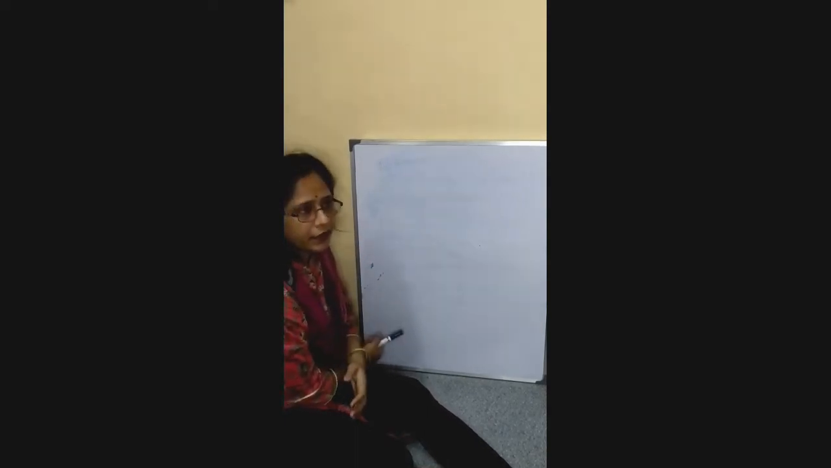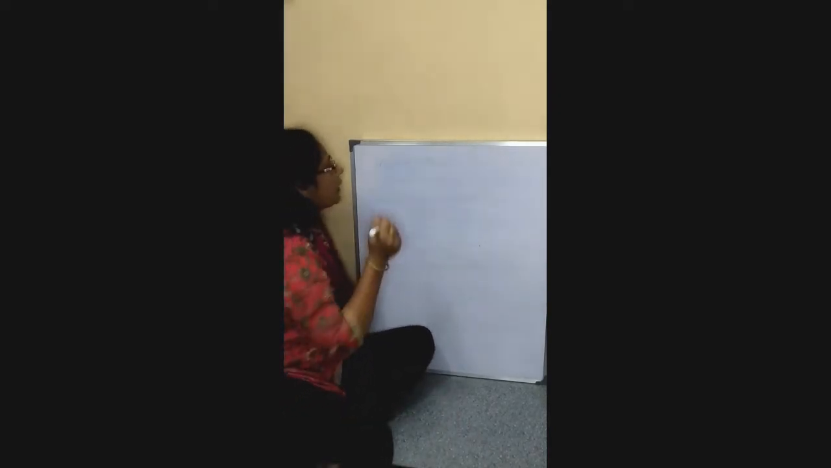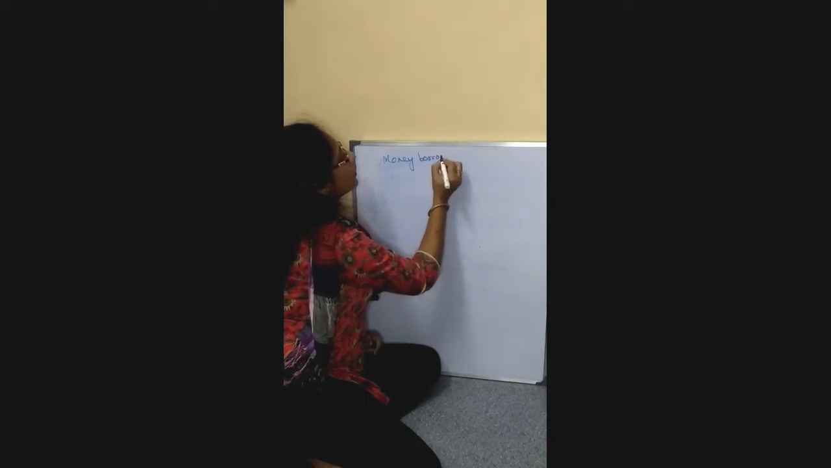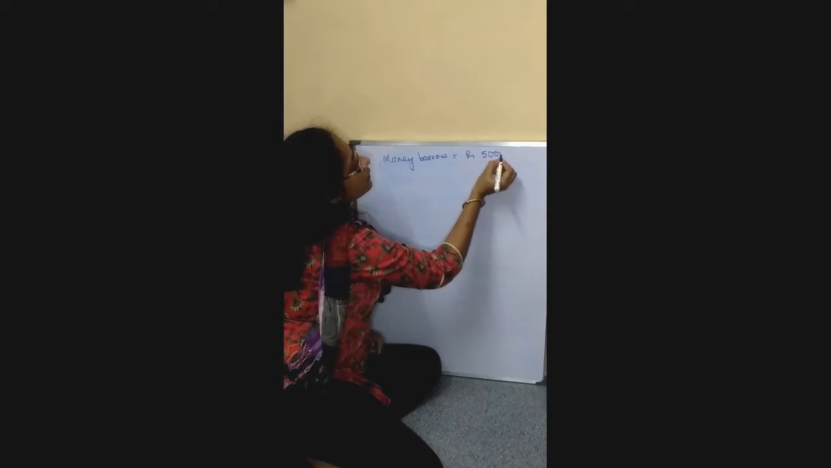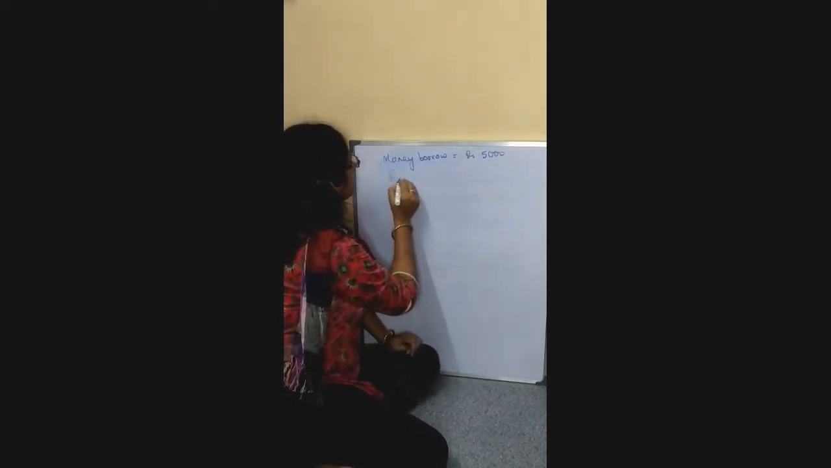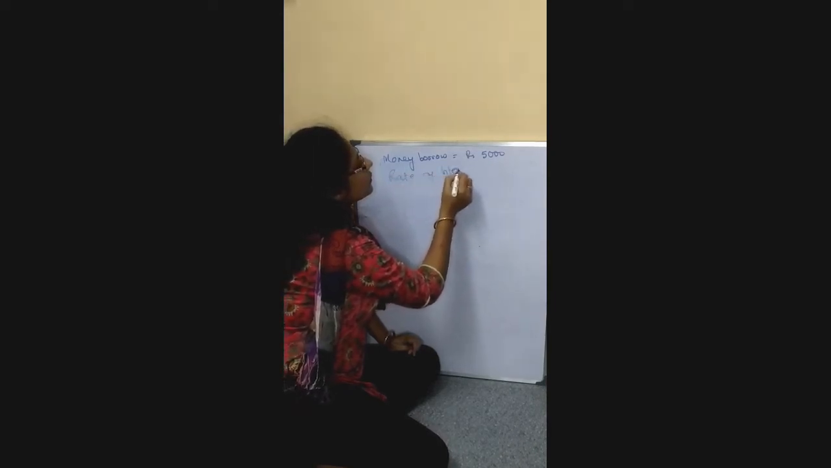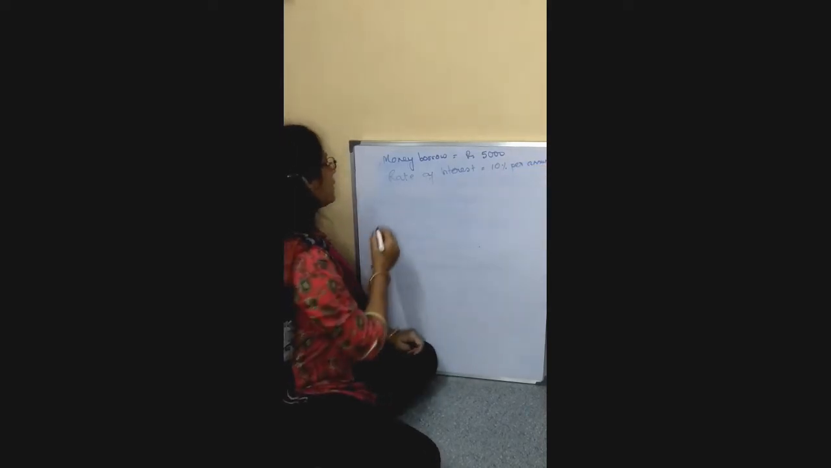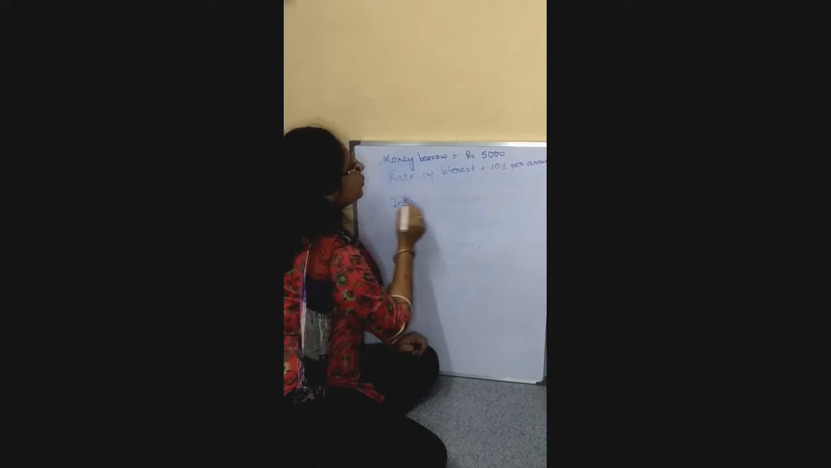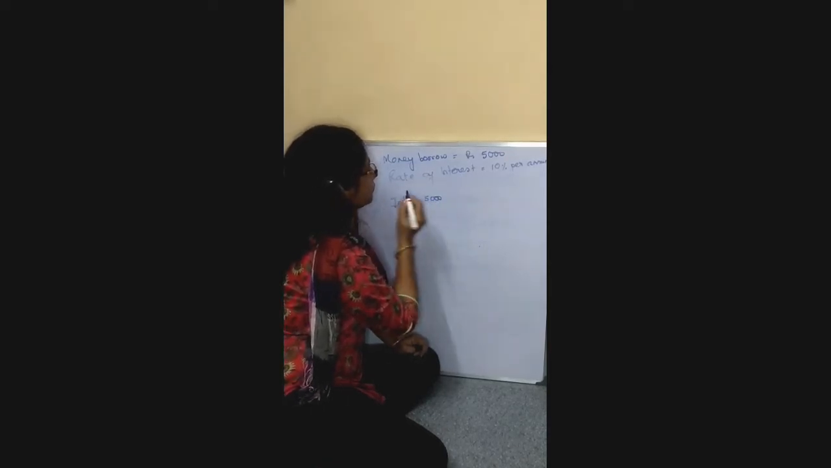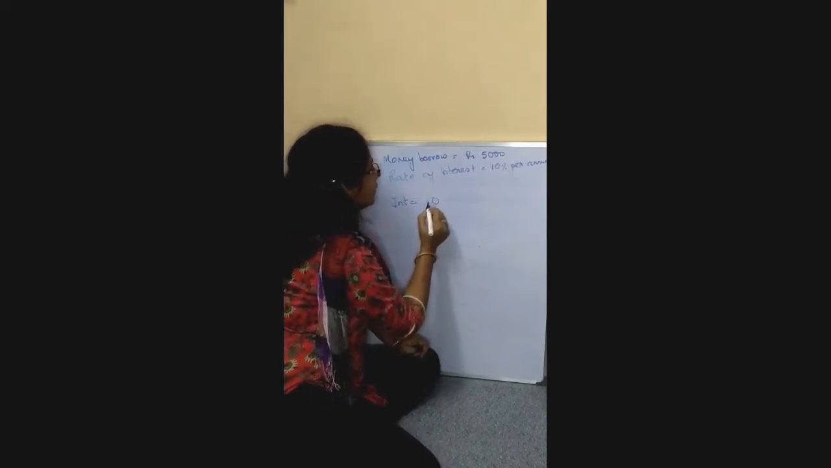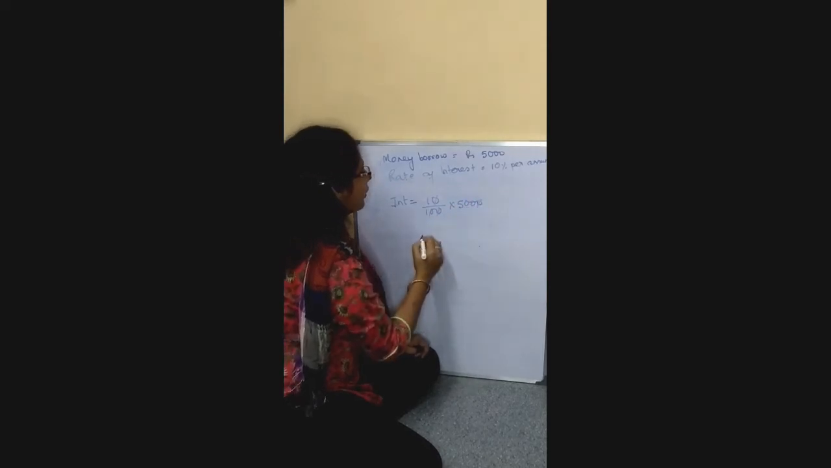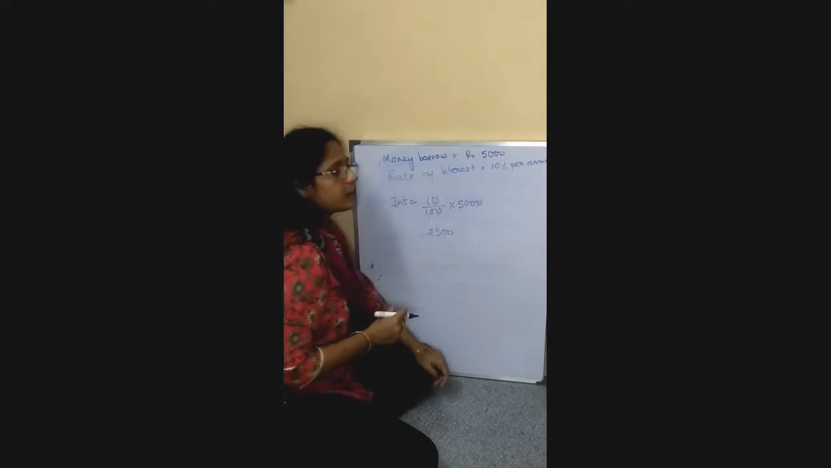If a man borrows rupees 5,000 from the bank, the money borrowed is equal to rupees 5,000, and the rate of interest is 10% per annum. Then we find out the interest, which is equal to 10% of rupees 5,000, that is 10 by 100 into 5,000, which is 500 rupees. The interest for the sum of 5,000 rupees is 500.